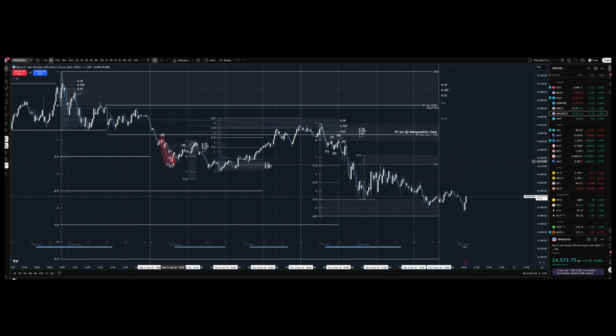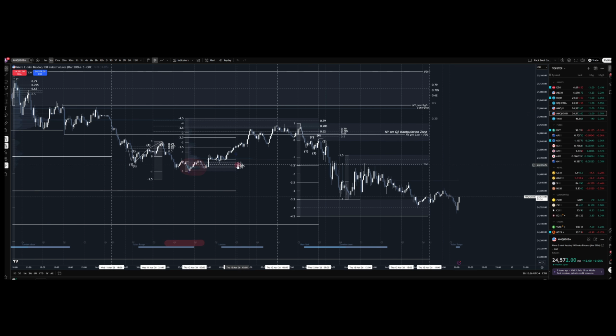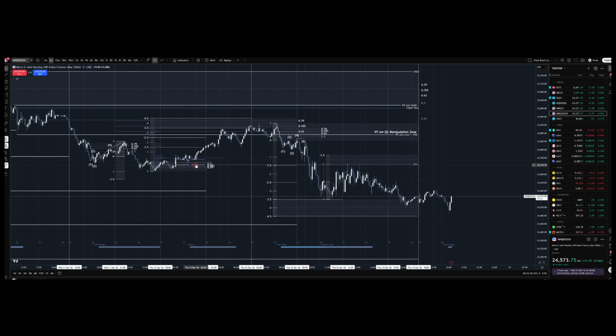So 1, 2, 3 sweeps. We're looking for sweeps of 2 into OTE. So from here to here, we have our OTE on. We get a 0.79 sweep and continue down. We can then target 3 for continuation. And we go into our quarter 4 manipulation here, finishing off Asia, which becomes the low of that 12-hour.